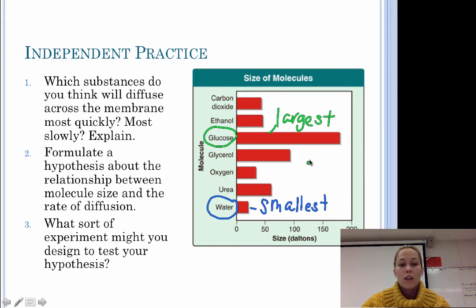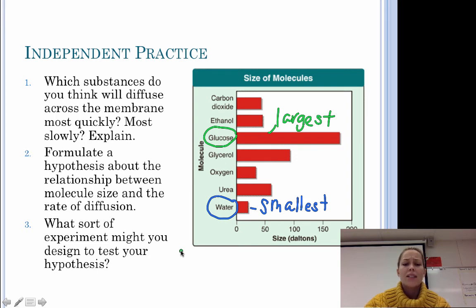Number 2 asks you to formulate a hypothesis about the relationship between molecule size and the rate of diffusion. Remember that a hypothesis is in the form of an if-then statement. So your hypothesis might be, if the molecule is large, then the rate of diffusion will be slow, or if the molecule is small, then the rate of diffusion will be fast.